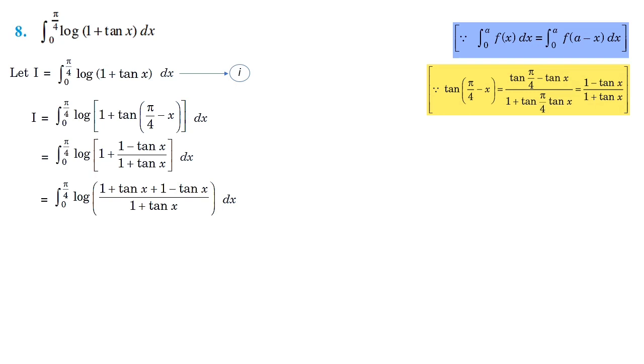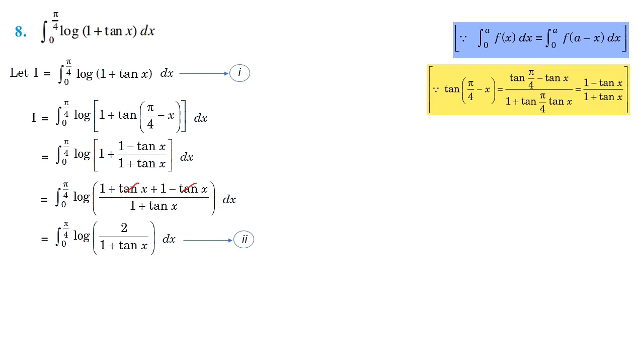Then here when we check the numerator, there is plus tan x and minus tan x, both can be cancelled. Then integral 0 to pi by 4 log, here 1 plus 1, that is 2, divided by 1 plus tan x dx. Label it as equation number 2. Still it is not in the known format. So what can we do?